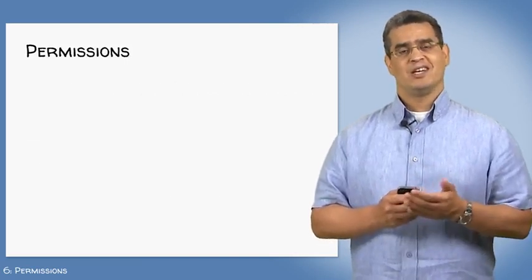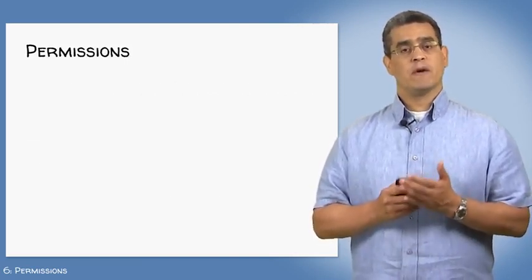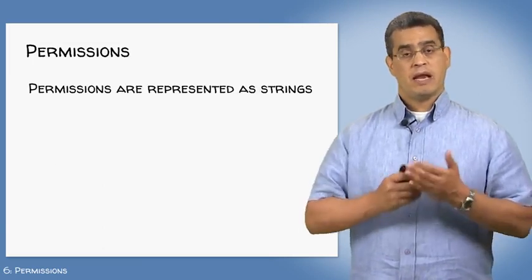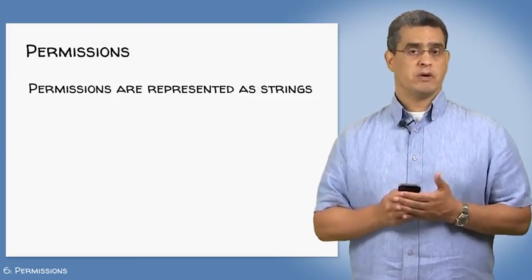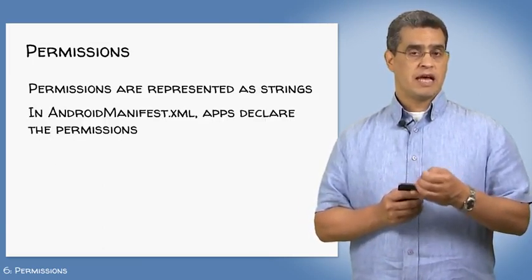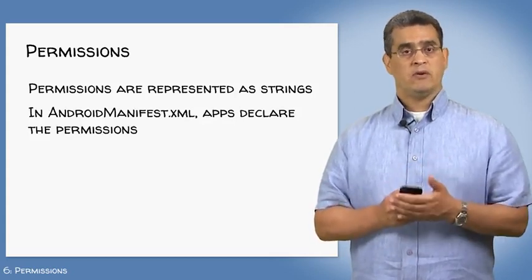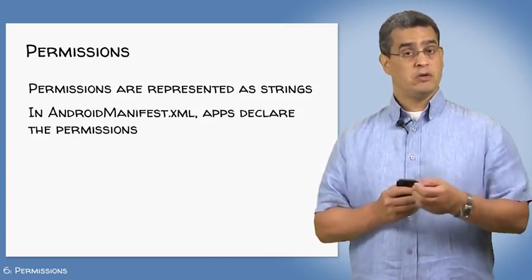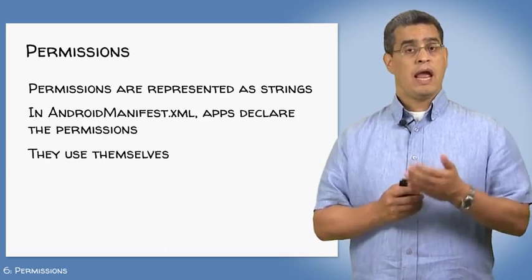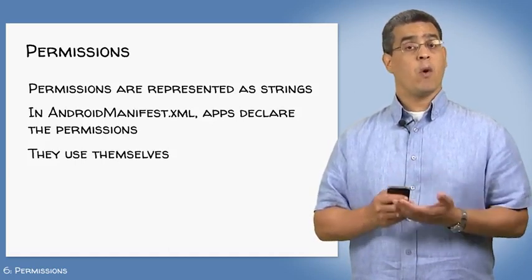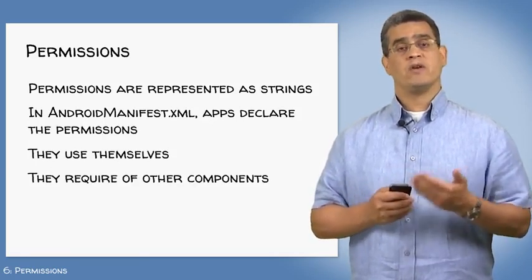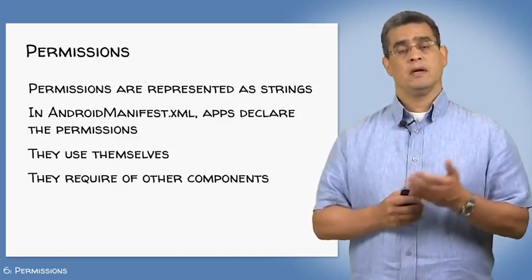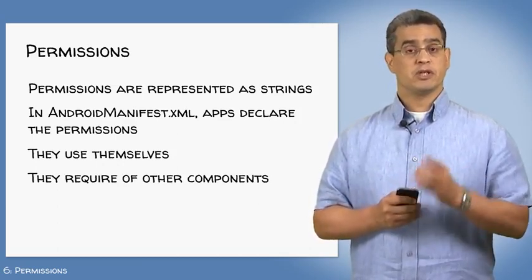So, in Android, permissions are represented as strings, and applications include these permission strings in the Android manifest XML file. And they can do this to declare the permissions that they use themselves and to declare the permissions that they require of other components that want to use them. Let's look at each of these uses of permissions one at a time.